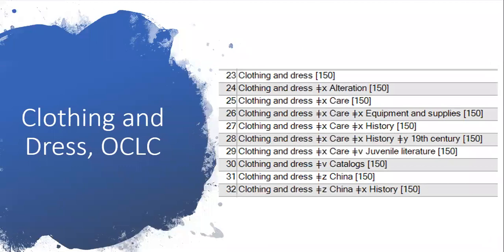And then this is a screen that appears. So here are some of the valid Library of Congress subject headings found in OCLC. If you double click on any of the entries, it will take you to the authority record. And then that 150 in brackets means that it's a valid Library of Congress subject heading. So we know that we can use clothing and dress as one of our subject headings.